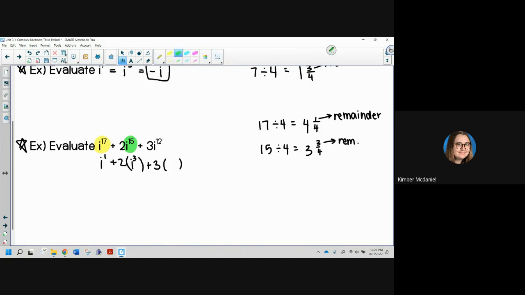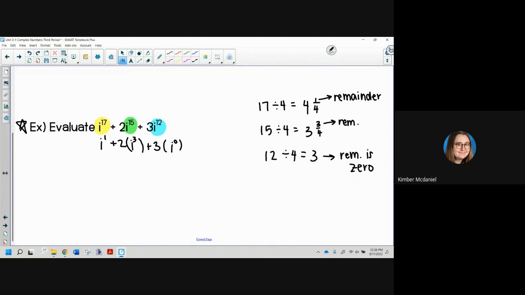So we're going to do the same thing. We're going to do 12 divided by 4. Now, most of us are looking at that and you're like, well, 12 divided by 4 is 3. If it comes out to be a whole number, that means your remainder is 0. And I want you to make that note. If you divide an exponent by 4 and it gives you a whole number, that means your remainder is 0, and that's what you're going to put as the exponent on your i.